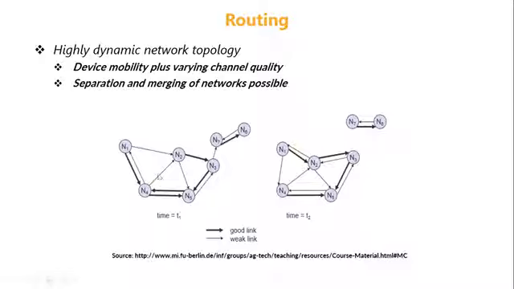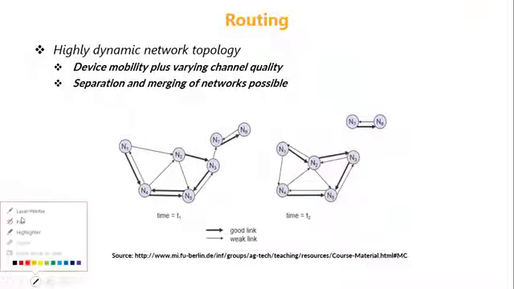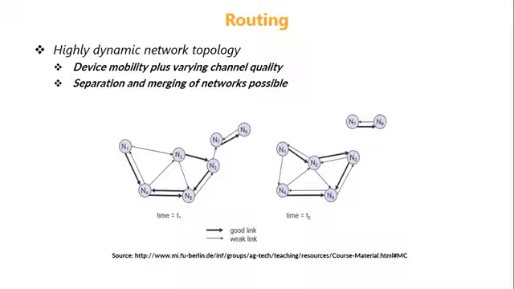If you see this particular diagram, it shows the network topology of a typical ad hoc network at different time instances, at time t1 and at time t2. You can see that at time t1, all these nodes were connected. There are totally 7 nodes, and all 7 nodes were connected. Some of the links are good links and some are weak links. If you take the nodes n1 and n4, the link from n1 to n4 is a good link, that is, it is strong enough, whereas the link from n4 to n1 is a weak link.